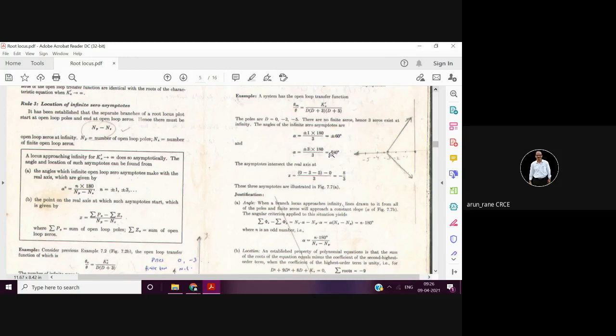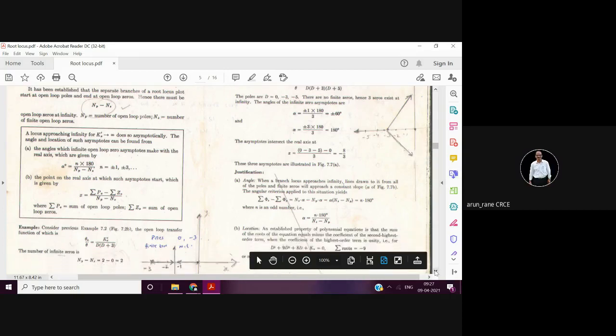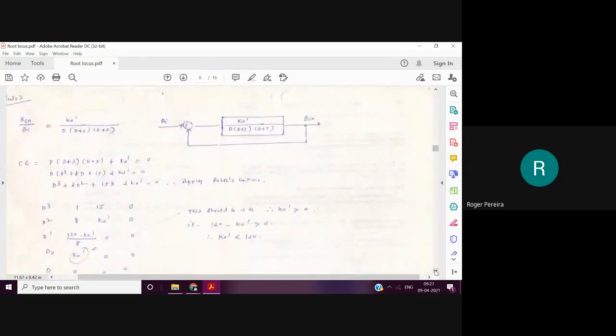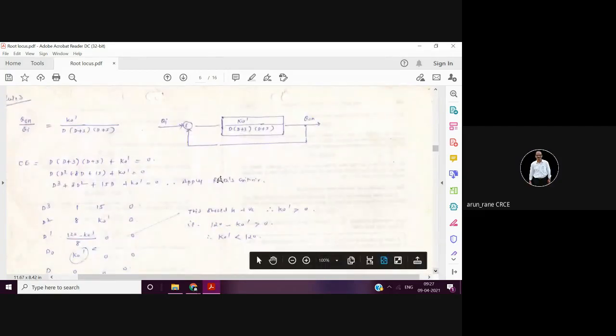The question which can be asked is either draw a root locus for a given transfer function, or state the rules of root locus with an example. So you can give one example: rule number 1, rule number 2, rule number 3. Is this clear? So rule number 3 is this. Another example.